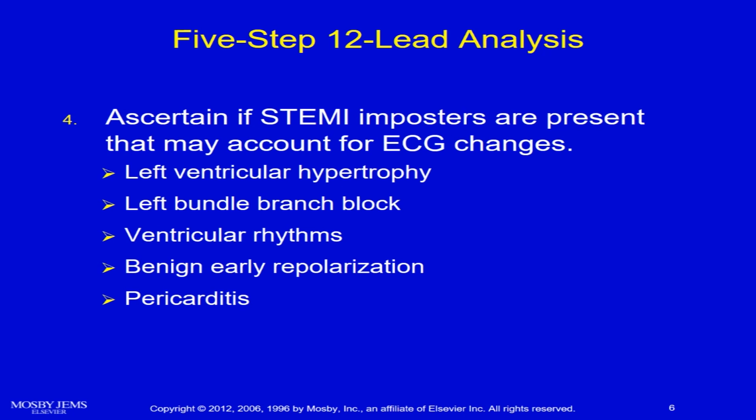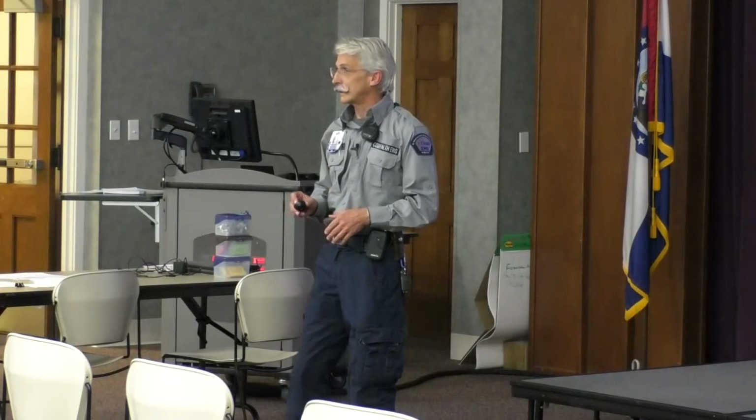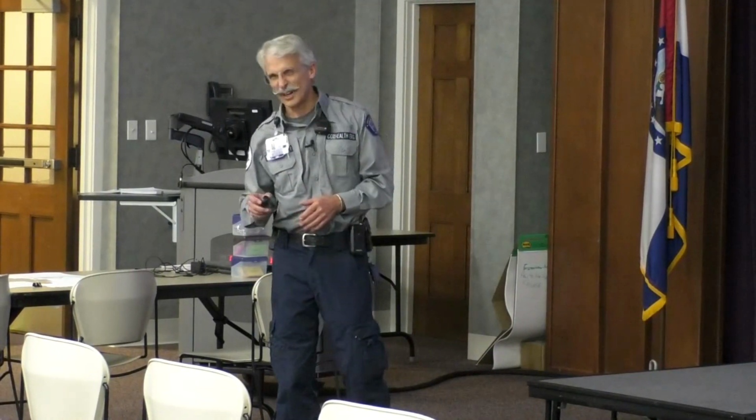I'm also now, in step 4, going to look and see if there's any imposters. So here's the list of imposters, and then you have to know how to work each one of them, right? LVH, left bundle branch block, ventricular rhythms, benign early repolarization, because what that means is the T wave's too close and a T wave got involved in the QRS and it looks like a ST elevation, it's really not. And pericarditis, all right? And that's the one we kind of forget sometimes.